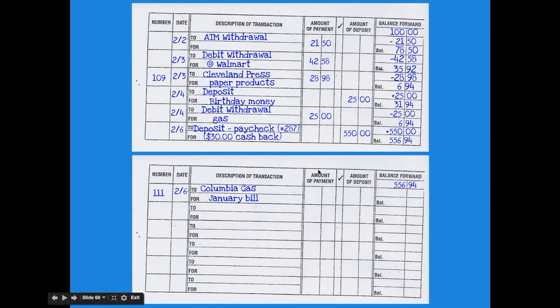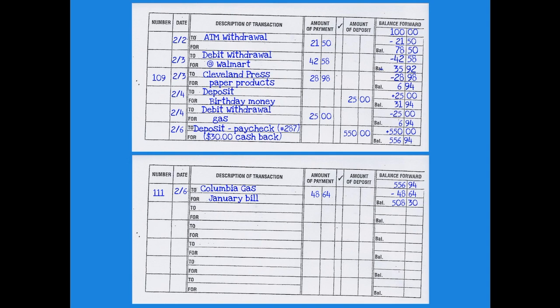Because we're writing a check, which column does it go into? Hopefully you said the payment column. So the $48.64 goes in the payment amount. Bring it over to the balance forward and then subtotal it. So we're going to subtract the $48.64 from $556.94, and you should have gotten a balance of $508.30. So we've logged the transaction into our register of writing a check to Columbia Gas.